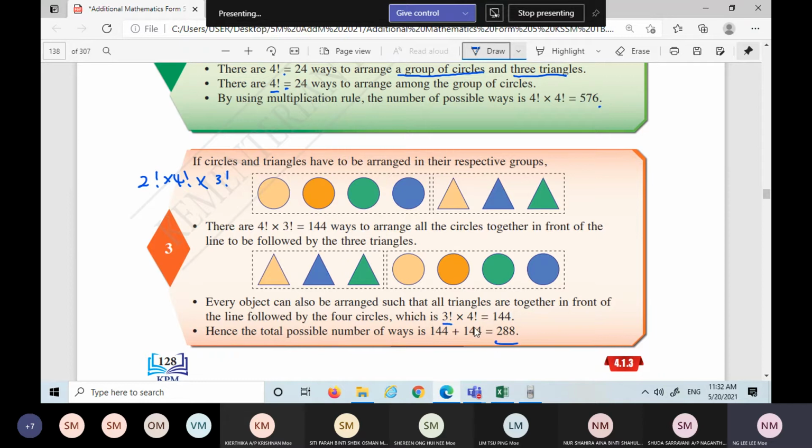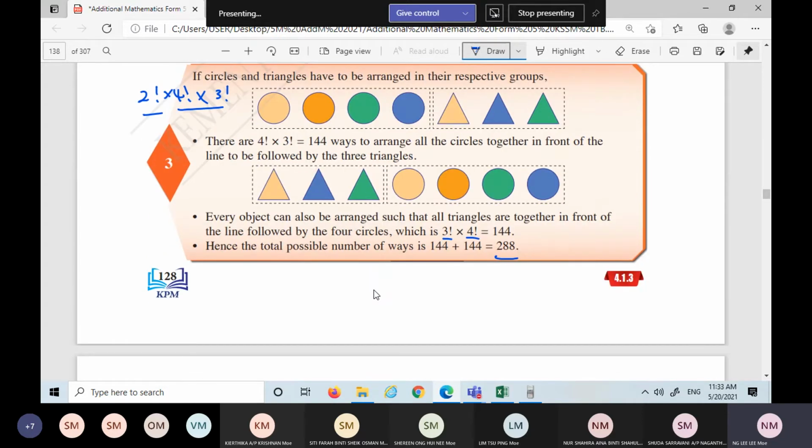Same, 3 factorial times 4 factorial is here, 144. After that, plus another 144 because here is times 2. Okay, same thing. So this is about these questions.